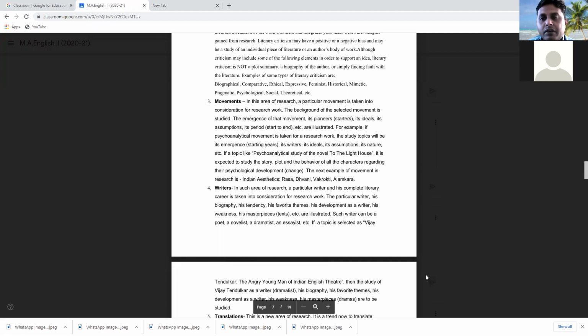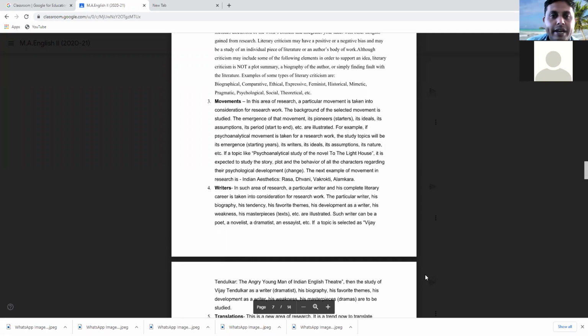One more example you can have is a psychoanalytical study of the novel To the Lighthouse by Virginia Woolf. So if I am studying the text, the novel To the Lighthouse, it would be a textual analysis. But if I want to study the psychological movement in the background of that text, it would be the study of the movement.